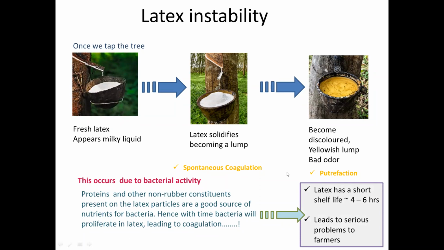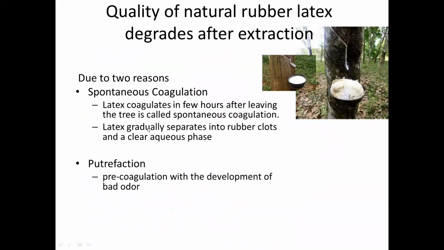So this putrefaction and spontaneous coagulation lead to a shorter shelf life of about 4 to 6 hours, leading to serious problems for farmers, so that if this is not stopped, they cannot send their harvest to manufacturing companies or factories. So this is why you do preservation of latex in the field. So this step you all have learned.